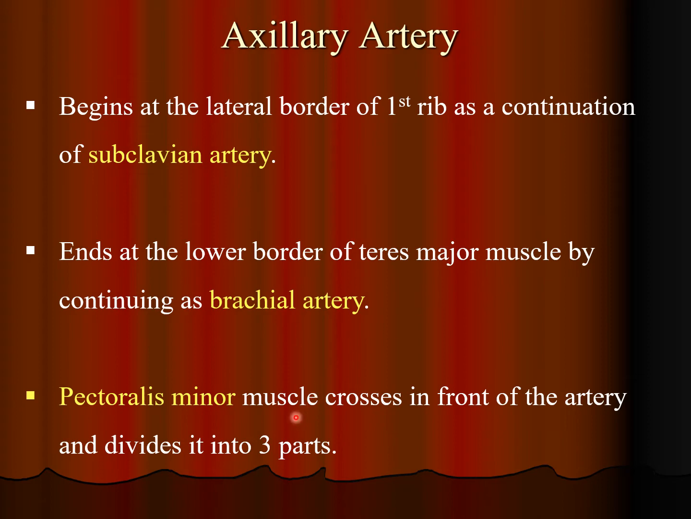The muscle of the pectoral region known as pectoralis minor crosses in front, or anterior, of the artery and divides it into three parts. These parts are only named for our understanding, to make it easier to identify them in terms of their relations. So pectoralis minor is a good landmark which passes in front of the artery and divides it into three parts.